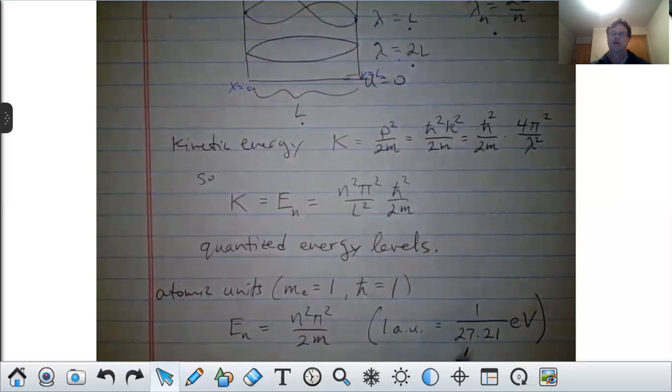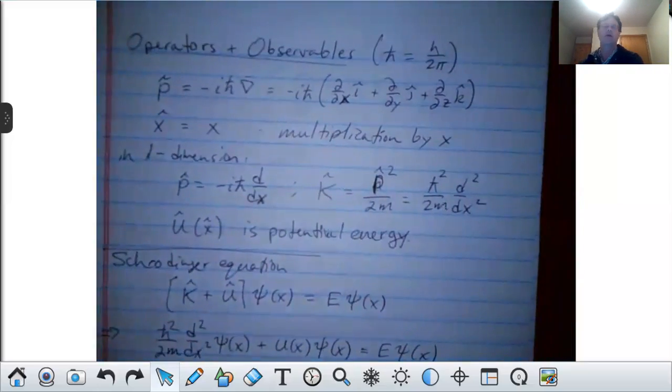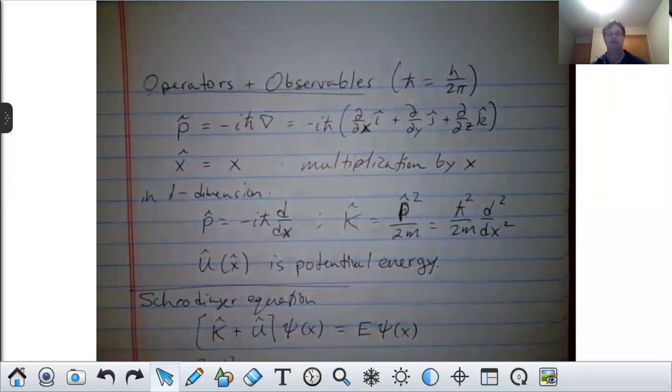To convert from atomic units to electron volts or vice versa, you can use this conversion factor. And maybe we could talk more about atomic units later. But for now, let's go to some quantum physics. And one of the ideas of quantum physics is that you have operators and observables. And what do I mean by that? Well, for every observable thing in classical physics, let's say, like momentum or energy, there corresponds an operator in quantum physics.